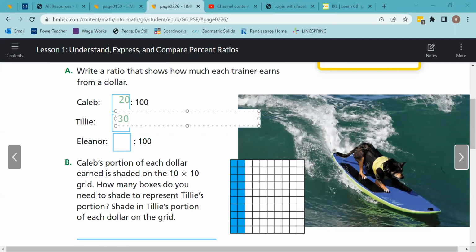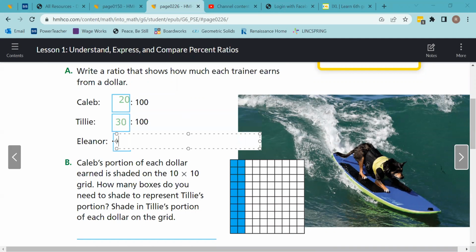Tilly earns 30 cents, and dollars are out of 100 cents. Like 99 cents, and then the next penny tops you up to another dollar. So, look at that awesome dog. He's rocking it. Anyway, it's nice to think about money as percents because we literally have 100 cents in a dollar.